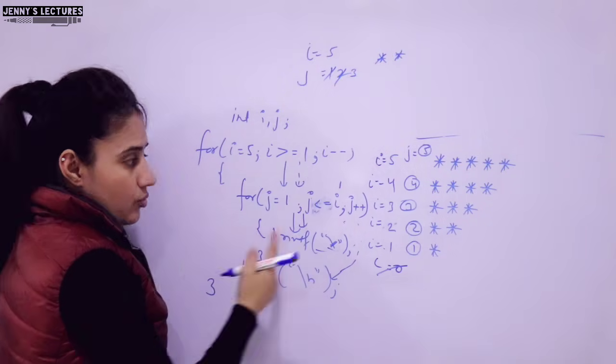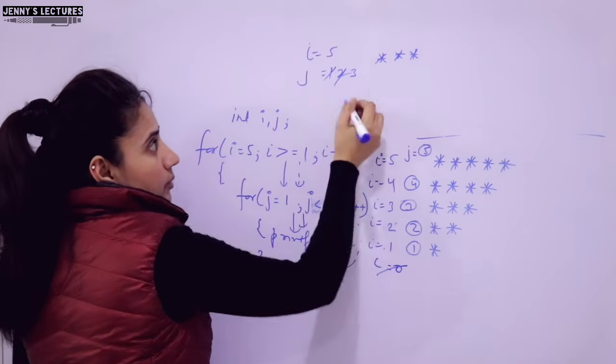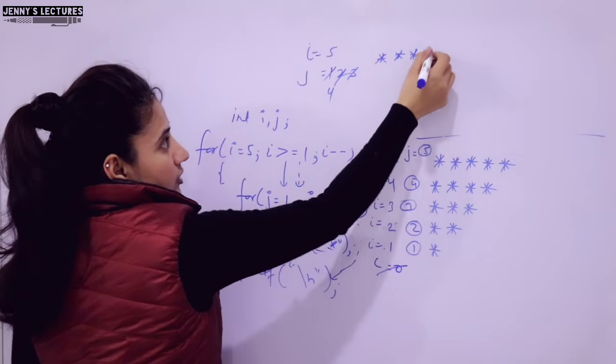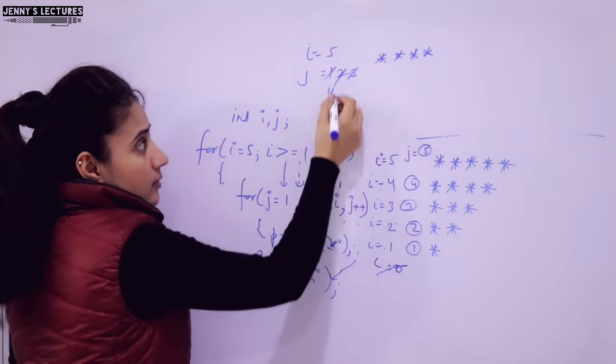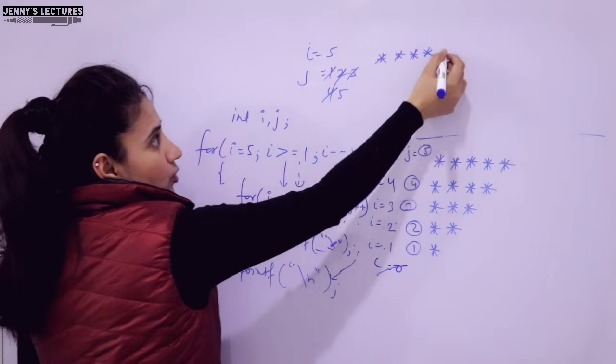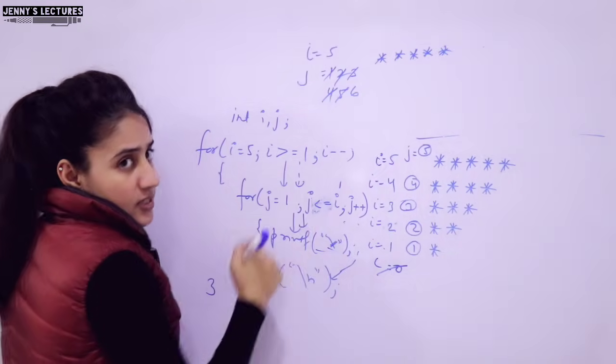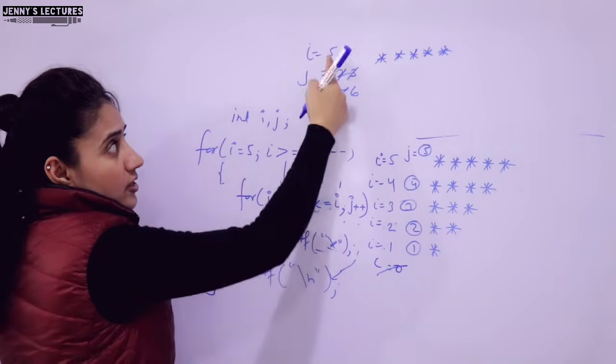Now J is 3, 3 is less than or equal to 5, again a star would be printed. J is 4, the condition is still true, again it would be printed. J is 5, the condition is still true, again it would be printed. J is 6. Now the condition is not true. 6 is not less than or equal to 5.